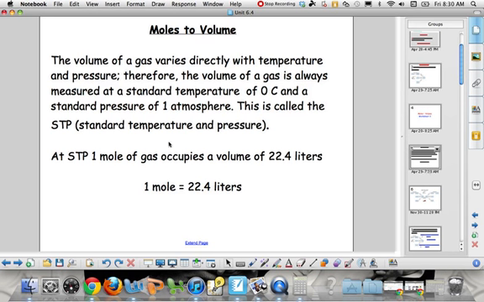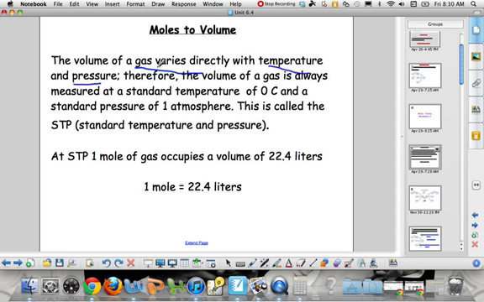So moles to volume, how do we do it? Well, we're actually looking at the volume of 1 mole. So if I have a mole of gas, how many liters does that occupy? And this is what we actually say. For the volume of a gas, it actually relates to both temperature and pressure.